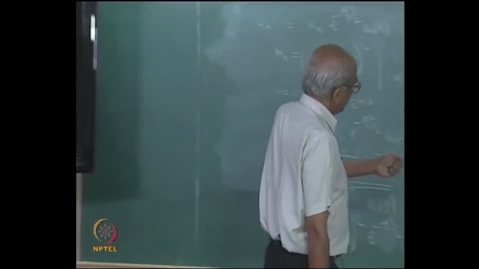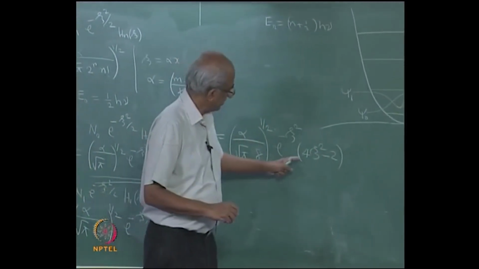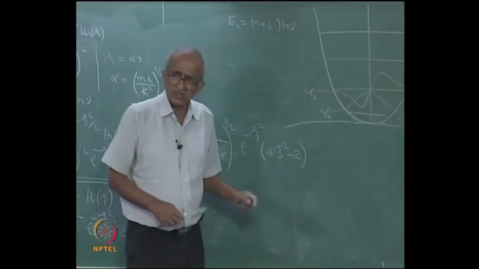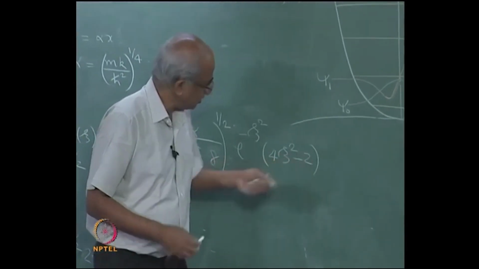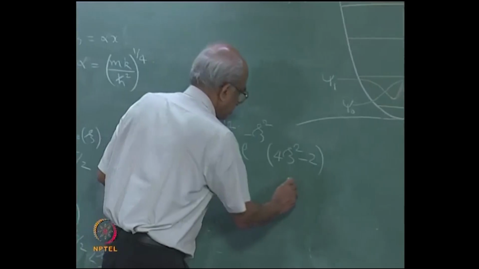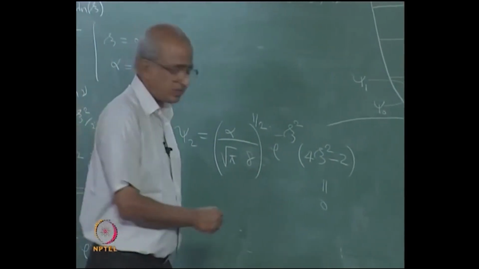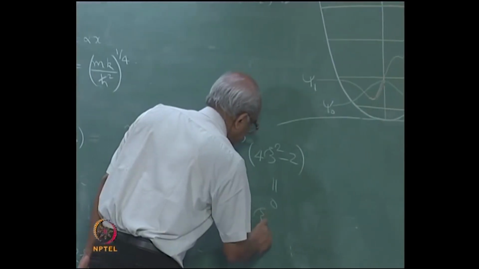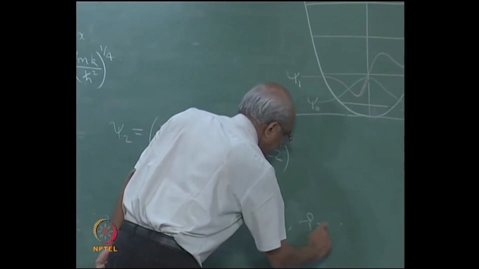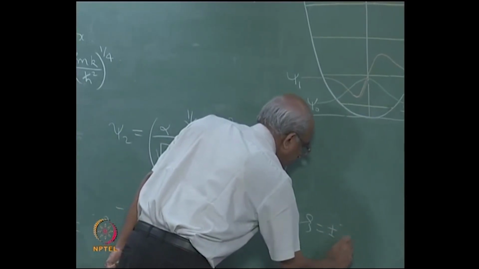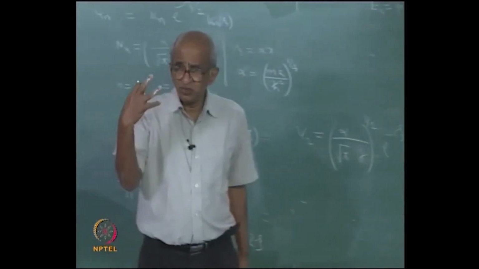Again you will notice that this is an even function first of all. The second thing is where are the zeros of this function? When 4 c square minus 2 is equal to 0, the function is equal to 0. That happens when c square is equal to 1 by 2, or c is equal to plus or minus 1 by root 2. There are two nodes.